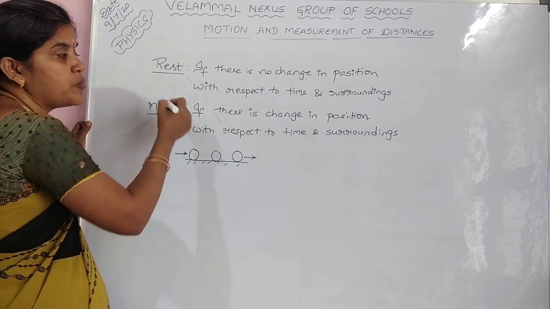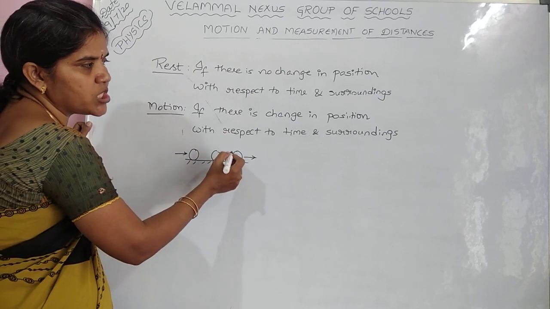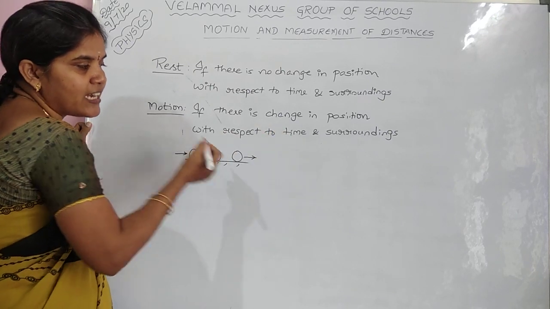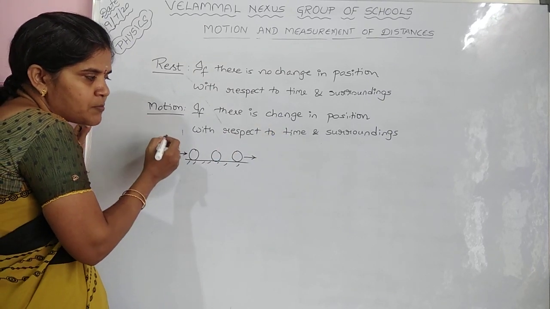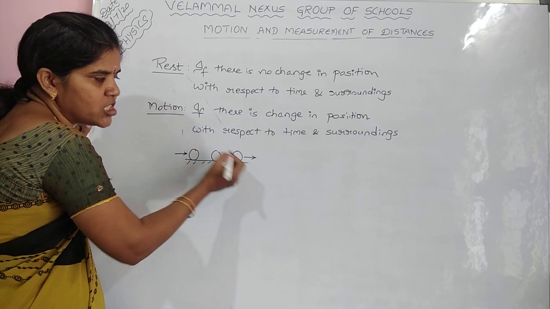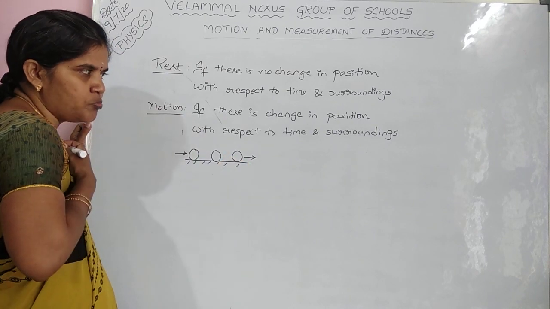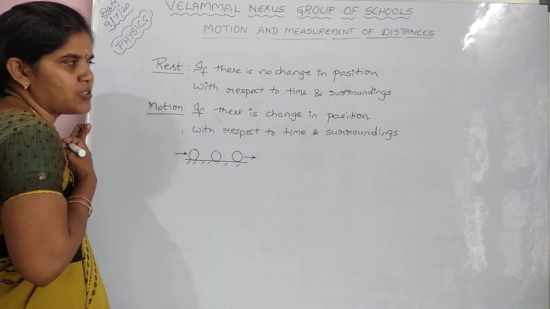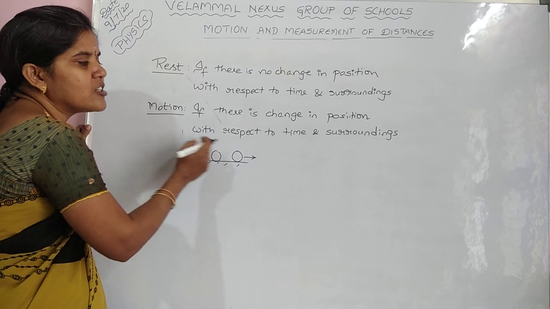Then the body is said to be in motion. Its position is changing for every time, and I am observing that the ball was previously in this state, and again it came here. That means there is a change in position with respect to me. With respect to me means with respect to surroundings. Then it is said to be in motion.